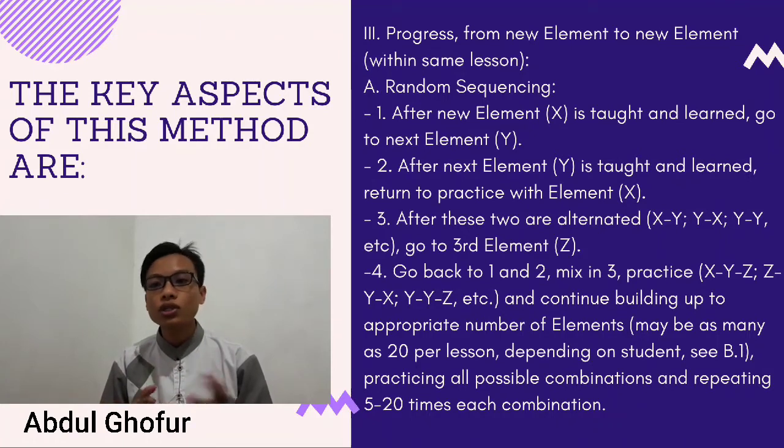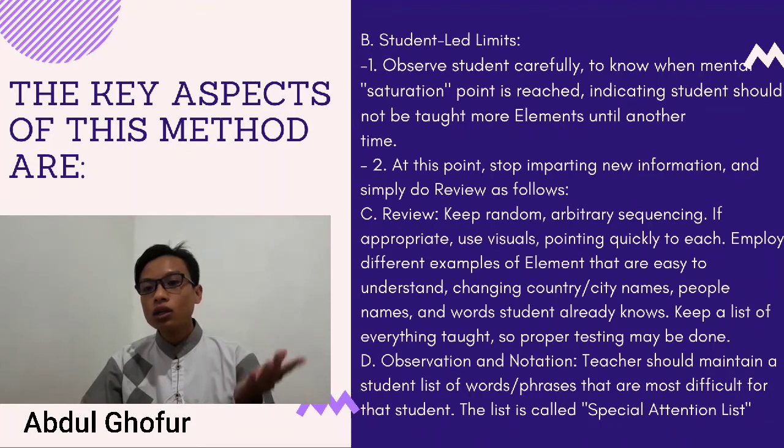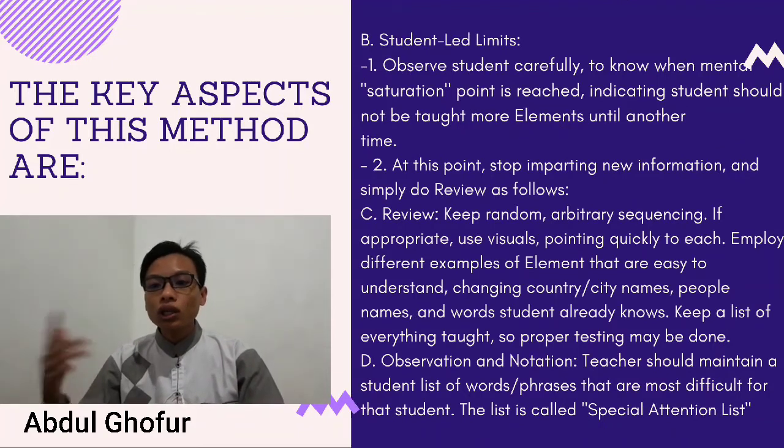define the previous lesson. Building up to an appropriate number of elements, maybe as many as 20 per lesson, depending on the student, practicing all possible combinations and repeating each combination 5 to 20 times. Next, B. Student-led limits.